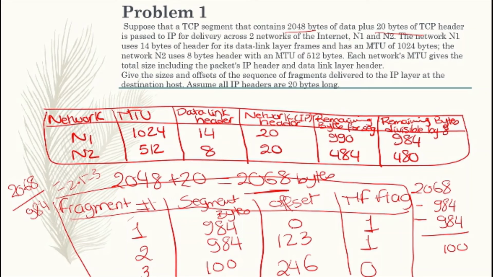And how did we get the offset? We start the offset at 0, and then we calculate the offset by calculating how many bytes have been transmitted so far divided by 8. For the second fragment, how many bytes were transmitted so far? It was just 984 bytes divided by 8. It will give us 123. And for the third fragment, we added up 984 plus 984 divided by 8. It will give us a 246 offset. As for the more fragments flag, we set it to 1 in all fragments but the last one. Do we have more fragments? Yes. Do we have more fragments? Yes. In the last fragment, we have no more fragments.